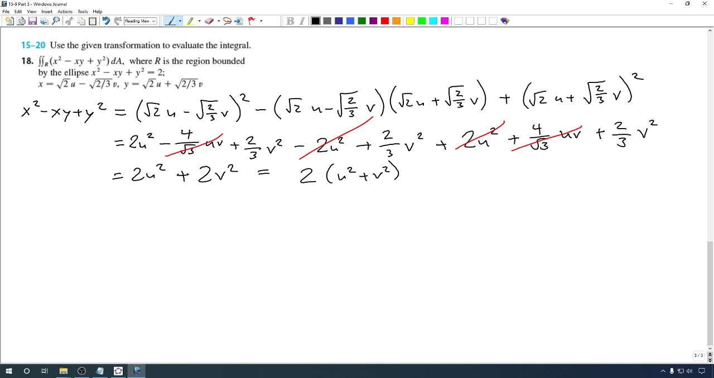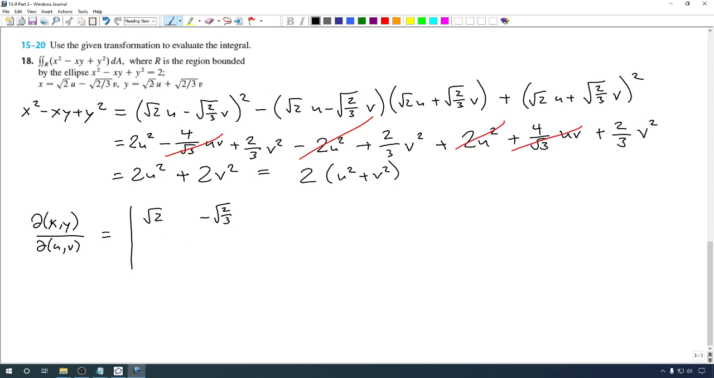Of course, we do need to know what our Jacobian is. We haven't done that part yet. So what is the Jacobian d of xy over d of uv? We're going to have to take a 2 by 2 determinant. Of course, our first thing here is going to be the derivative of x with respect to u. So that is going to leave us with a square root of 2. Then we take the derivative of x with respect to v. It's going to give us a negative square root of 2/3.